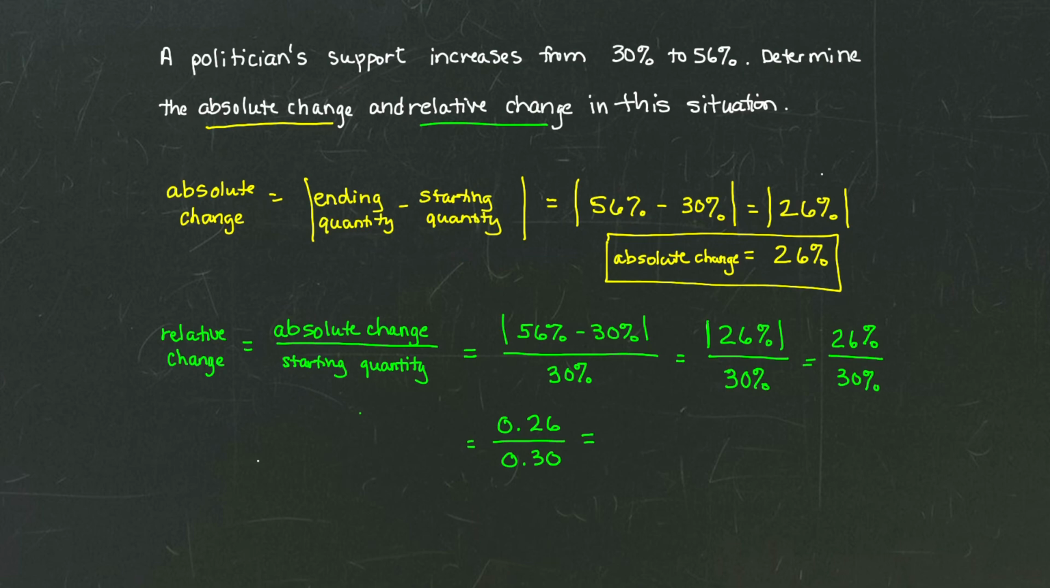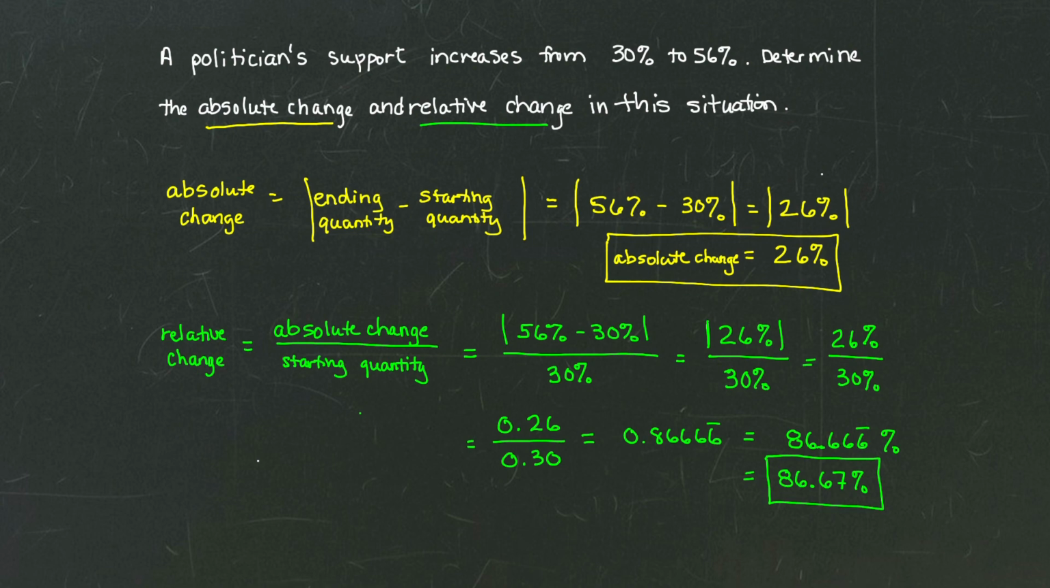Or in other words, that gives us 0.86666 repeating if we pull out our calculator, or 86.666%. And I always like to round to the nearest 2 decimal places unless I'm specified to do it otherwise. And so I'm going to write that as 86.67%. This is the relative change. How does 56% compare to 30%?